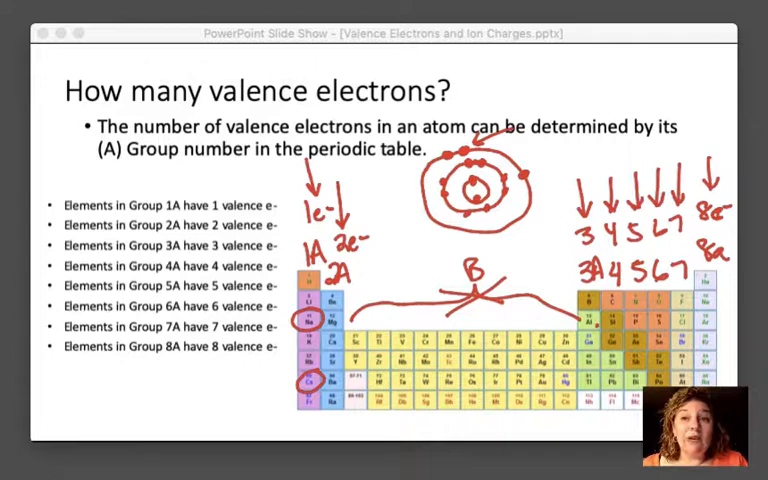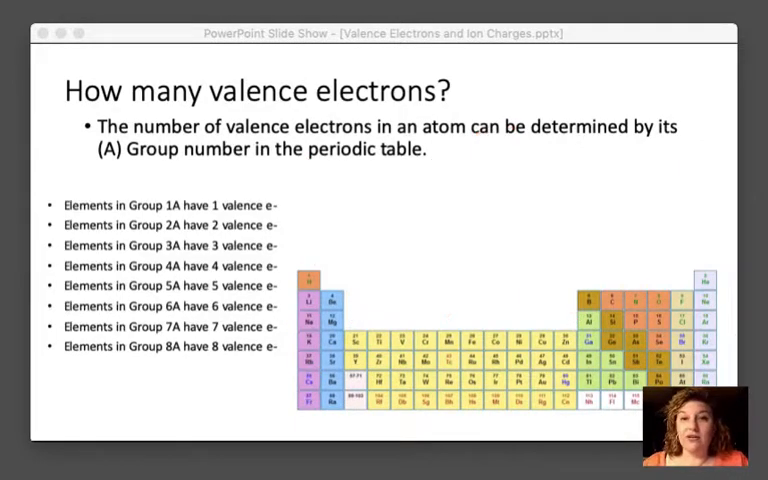Now that's really important because these guys are the most stable atoms in the whole world. They don't react with anything because they have enough electrons and they're very, very happy the way they are. So let's move on to the next slide here.